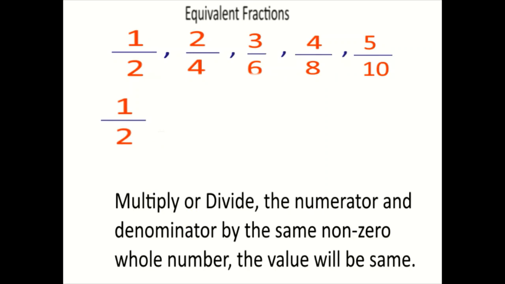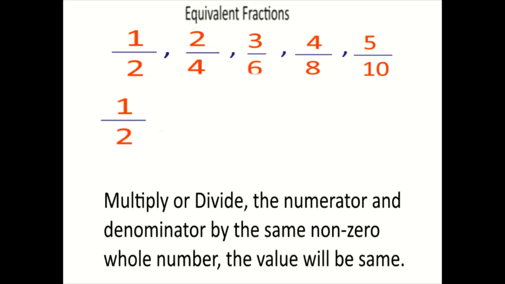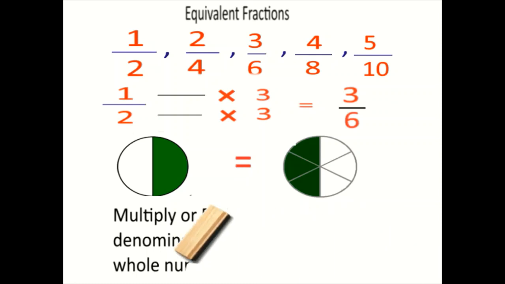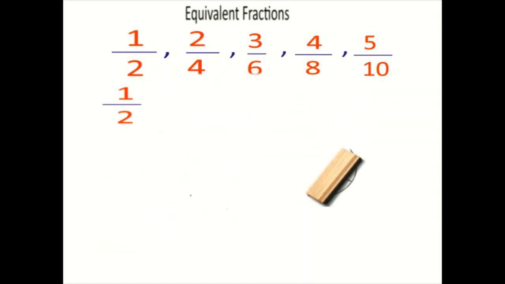As explained in the previous slides, we all know that when we multiply or divide the numerator and denominator by the same non-zero whole number, the value will be the same. Now let's do it. Here when we multiplied the top and bottom with 3 we will get 3/6. Thus 1/2 and 3/6 represent the same value. So both are equivalent fractions. In the same way we can generate other equivalent fractions of 1/2.